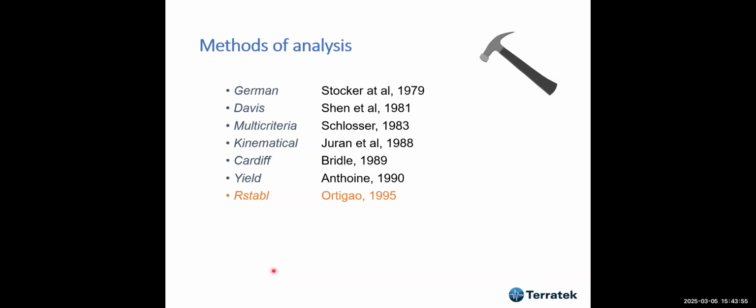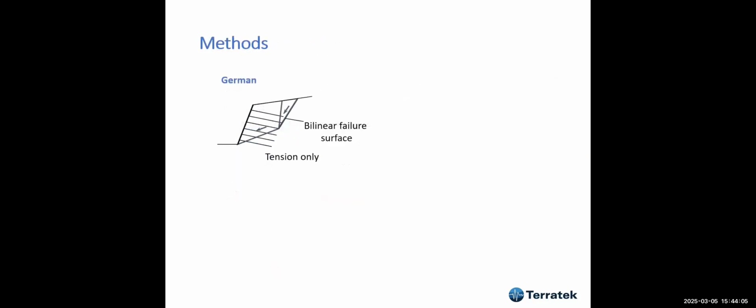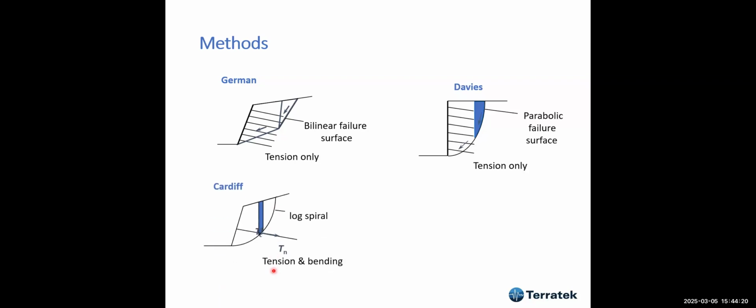But in those days, programs were very, very crude. They didn't work very well. So that's why I had to develop my own program in those days. Now I don't use that anymore. And the initial German method was with two wedges, very similar to what they use for tieback walls. And Davis used a parabolic failure surface. Cardiff used a log spiral, a small difference.